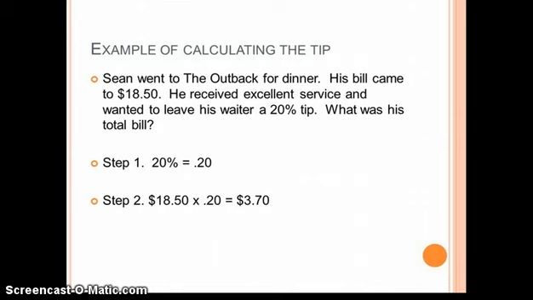Then we're going to take the price of his bill, which was $18.50, and multiply it by 0.20. And that will tell us how much of a tip that Sean will leave, $3.70. And then in order to find out the total amount of his bill plus the tip, we're going to add those two things together. $18.50 plus $3.70 equals $22.20.